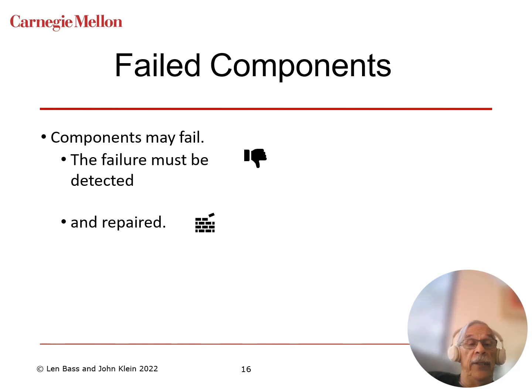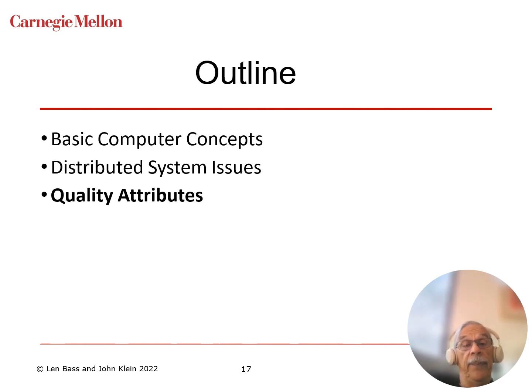And then components fail. And so if a component fails, then you need to discover that it's failed. You don't want to send messages that aren't going to get acted on. And then, ideally, you repair it. Again, we'll get into some of this, how do you do all that?